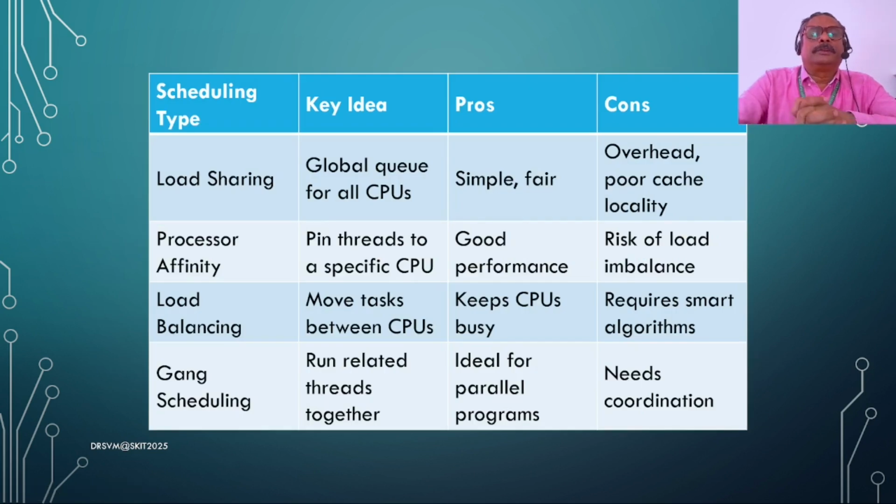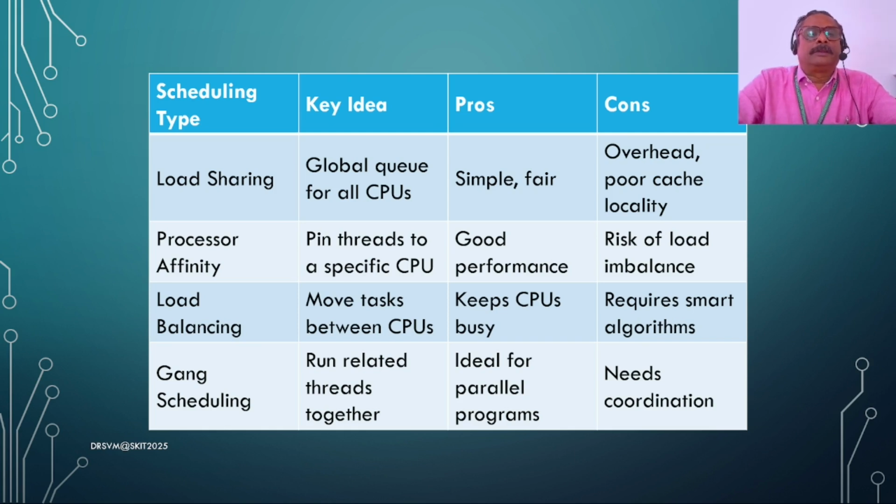So overall, if you look at the comparison among all these: load sharing, the first one, uses a global queue for all the CPUs. The positive side is that it is simple and fair. The negative side is a lot of overhead and poor cache locality. The second one is processor affinity, where we pin threads to a specific CPU. It provides good performance, but there is a risk of load imbalance.